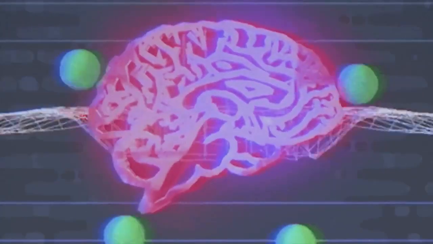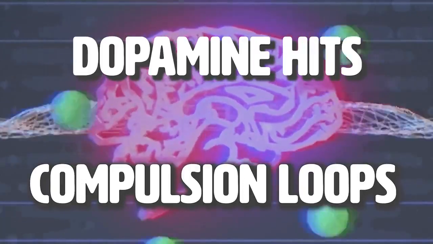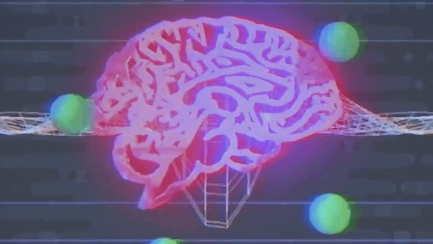You should design your interface around dopamine hits and compulsion loops. In other words, reward the user on a regular basis, but always keep them chasing the dragon.